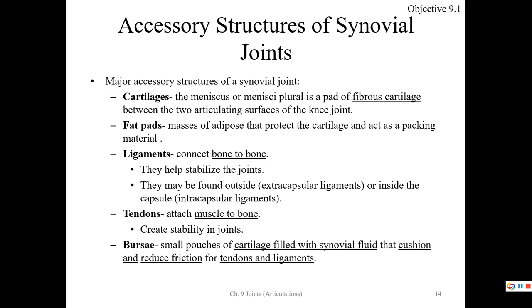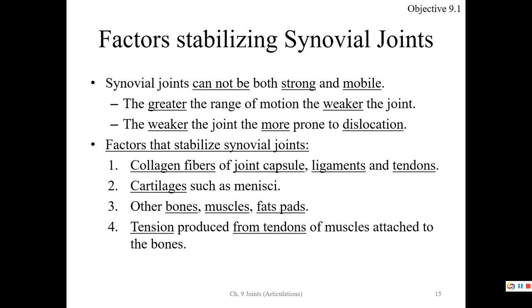Now what we're going to see is that rule we talked about coming back: if you have a joint that is very mobile, then by definition it's weaker, and if you have a joint that's not mobile, by definition it's stronger. The greater the range of motion, the weaker the joint. The weaker the joint, the more prone to dislocation it is, and we've got some problems there. We got dislocation.